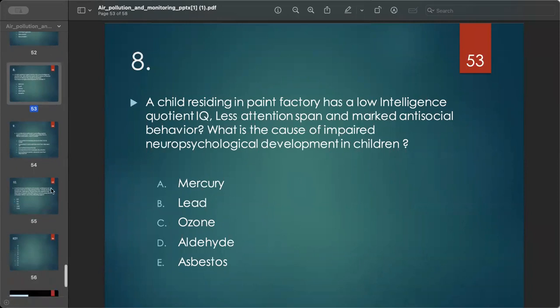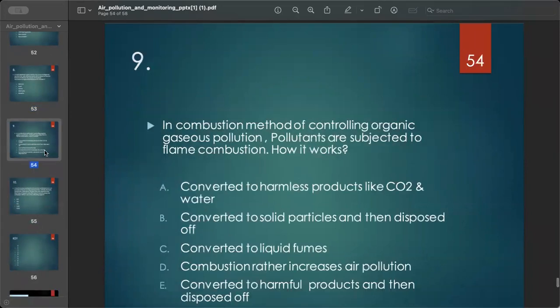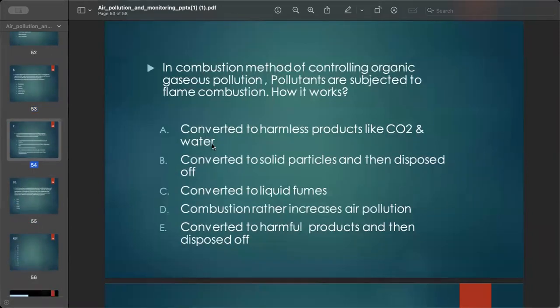Yes. Question number nine: in the combustion method of controlling organic gases, pollutants are subjected to flame combustion. How does it work? Option A, converted to harmless product. Option B, converted to solid particles and then disposed. A is the right answer.